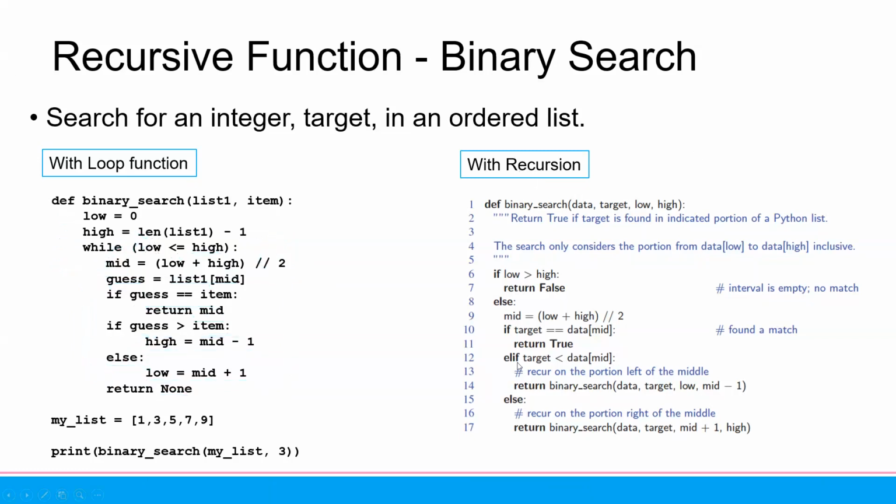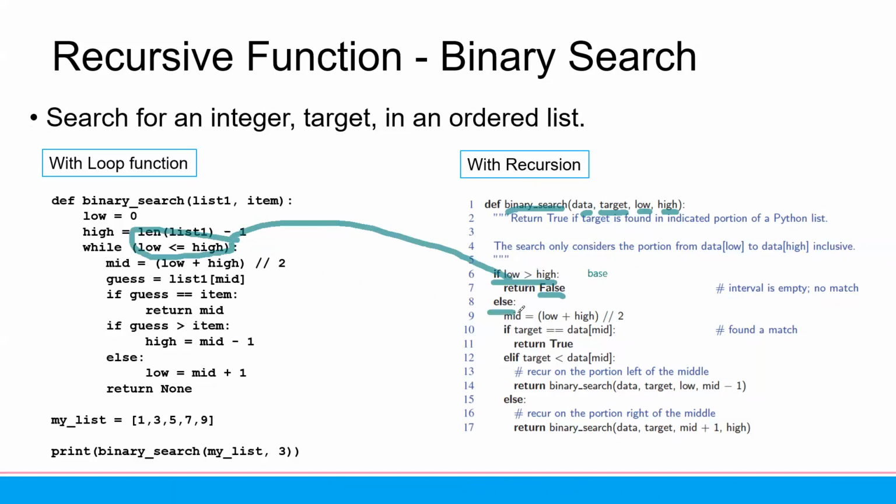With the recursion, you can see this code. We have binary search, we have the data, and we have the target, and we need to define the low and high. First, we need to determine the base. This is the base. So when you define this base, it means it is the same as the loop condition that you have here. This is the base. If the low is higher than high, return false.